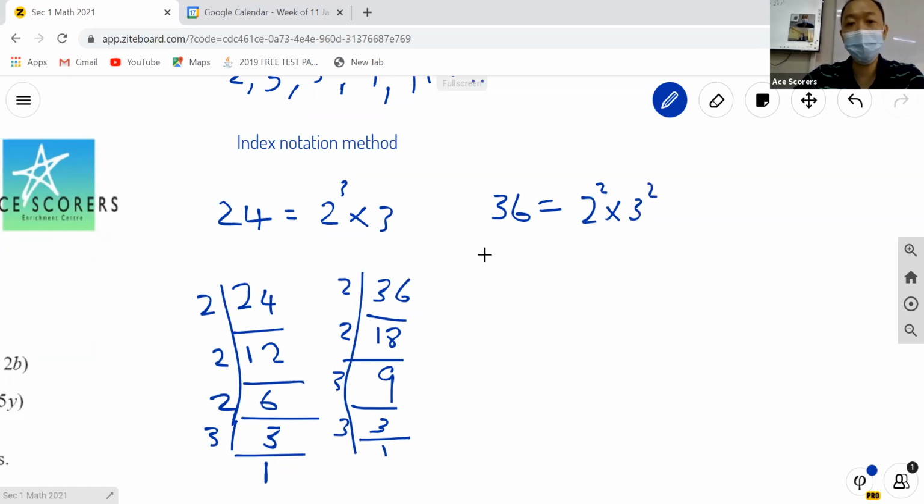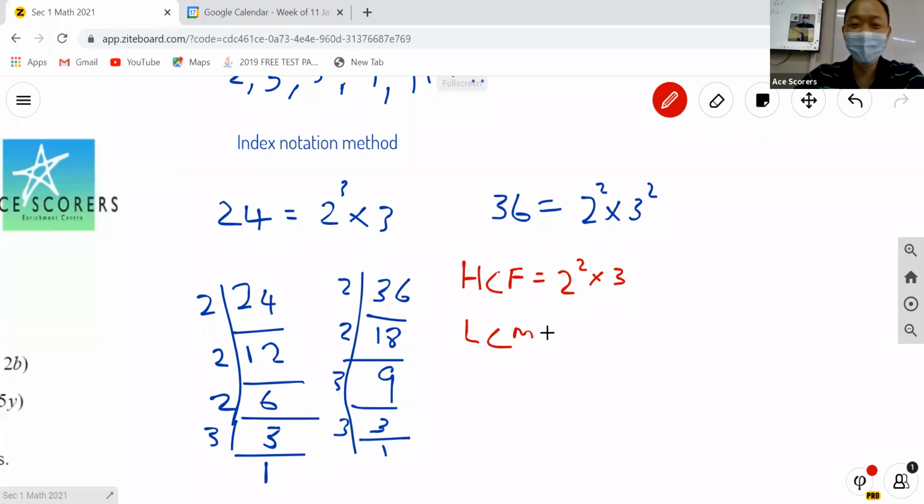So let's say I need to find the HCF. I'm going to use red color. Just a recap: to find the HCF, you take the lowest power. What do I mean by the lowest power? For example, we have 2 cubed and 2 squared. Which one is the lower power? Yes, awesome. Then how about 3? Which one is the lower power? Very participative. 3.